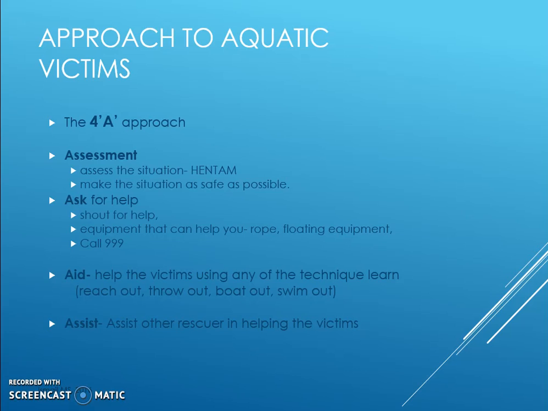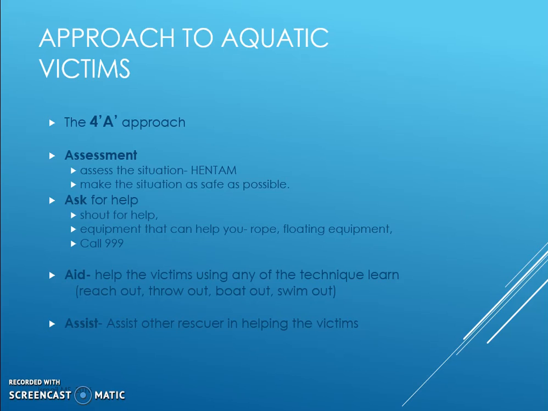The next thing is that after you have done assessment and asked for help, you try to give aid to the victim. Giving aid can be in terms of doing a rescue technique, where you can try to reach out to the victim, or throw a rope to the victim, or use a boat to get to the victim, or you have to swim out. These are some of the rescue techniques we're going to show you during this course.